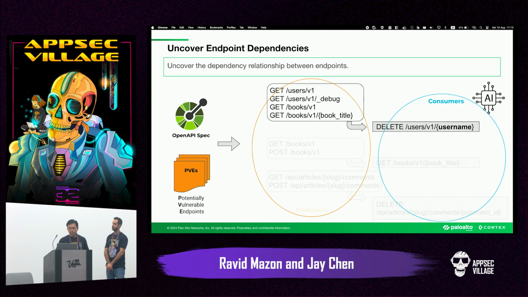Let's look at this endpoint as an example, delete user. In order to correctly test this endpoint, we need to feed it an existing username. If we feed it a random username, the API call will always fail and give us meaningless results. That's why we need to identify its producers. In this case, this consumer endpoint has 4 producers, and each of them can output an existing username that the endpoint can use.